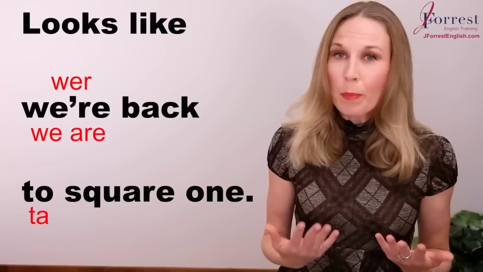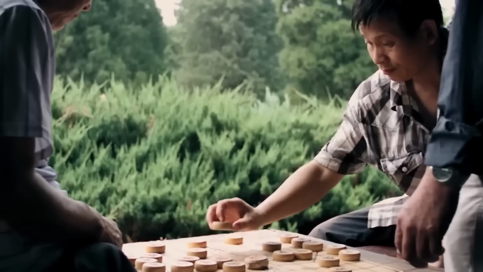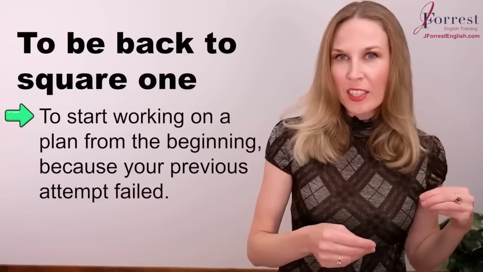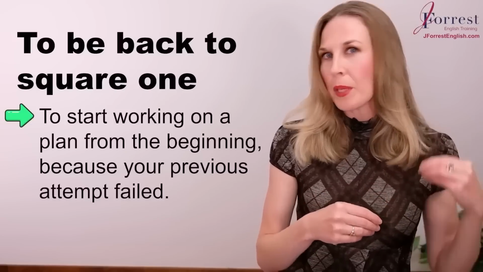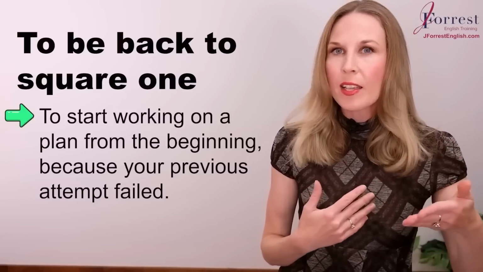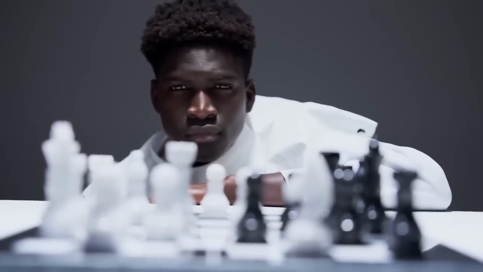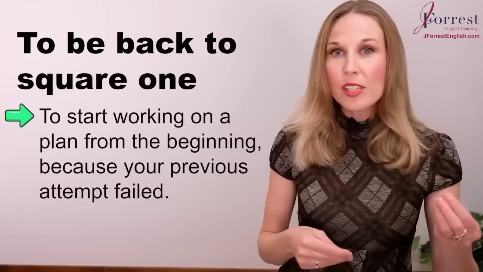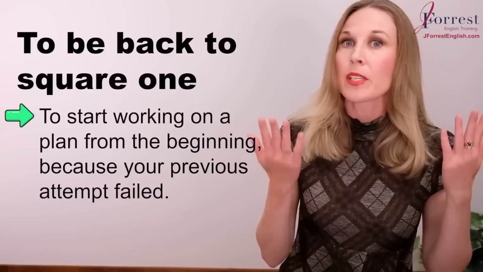Now, what does this mean? To be back to square one. Well, square one on a board game is the beginning of a board game. So when you're back to square one, it means you're back to the beginning. And you're back to the beginning, the start, because you tried something and it didn't work. So you had a failed attempt and you have to try again. Looks like we're back to square one. It looks like we have to start again from the beginning because our first attempt failed.